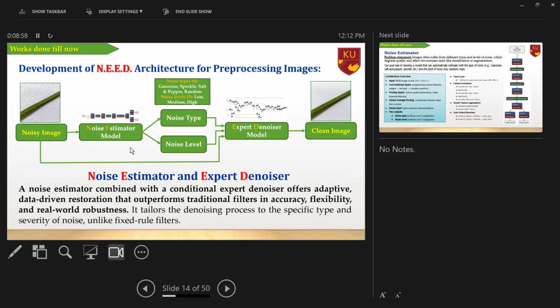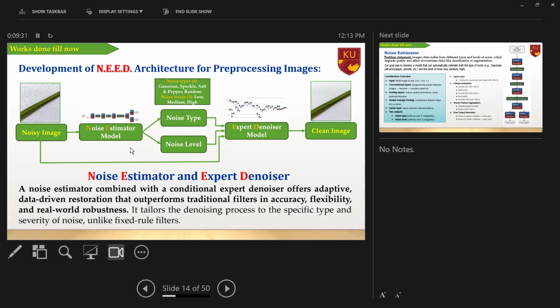So we cannot directly supply them to the classification model to identify whether it is nutrition deficient or not, because that will definitely provide us some errors or some kind of inaccuracy. Therefore, we have planned this model. Before providing the image input directly to the classification model, we will process it with these two models. First, we will estimate the noise, then the expert denoiser, or you can say conditional denoiser.